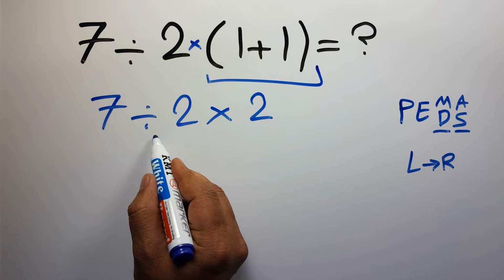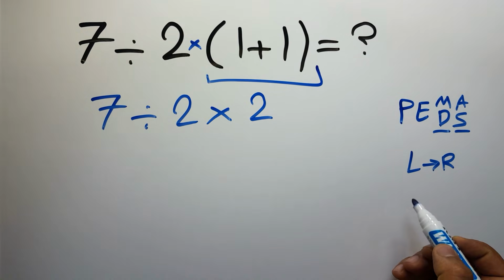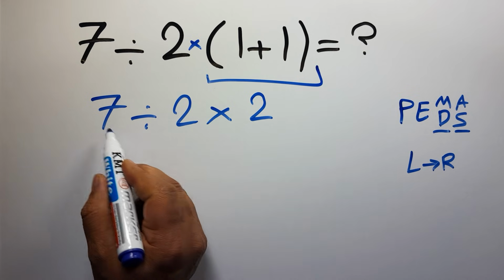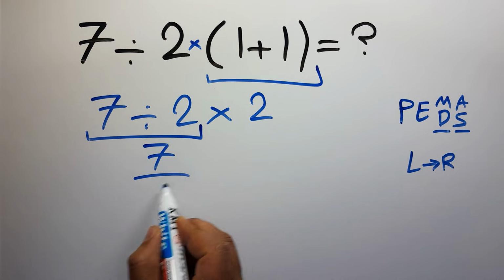Now we have one division and one multiplication. As I said, the multiplication and division have equal priority and we have to work from left to right. So here first we have to do this division. 7 divided by 2 can be written as 7 over 2.